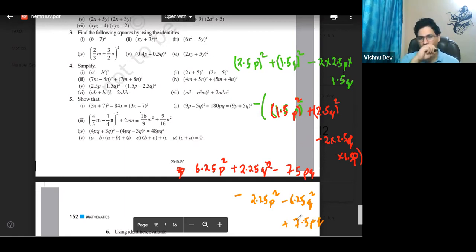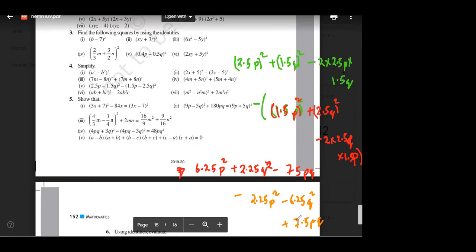Now tell me, what do you think about the answer? Is there anything which is getting cancelled? Can you find the like terms over here? Take your time and let me know. Like terms: minus 7.5 pq and plus 7.5 pq. Anything else? No sir, no other like terms. There are different like terms. I'm not saying that it is totally cancelled.